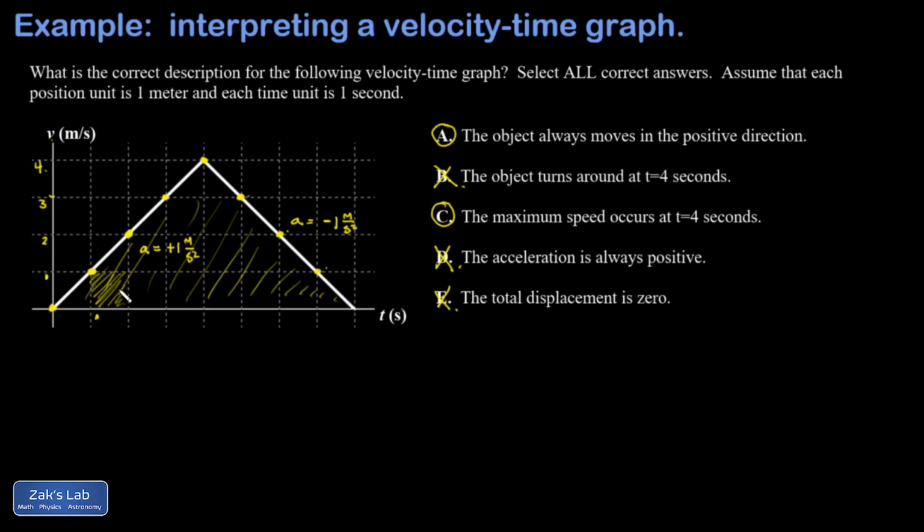Why don't we just count them real quick? 1, 2, 3, 4, 5, 6, 7, 8, 9, 10, 11, 12 whole squares. 13 by taking those 2 half squares. 14, 15, and 16. So a little bonus to the problem here. The total displacement is actually plus 16 meters, as this object always moves to the right. Starting slow, reaching a maximum speed, and then slowing down again until it comes to a stop.